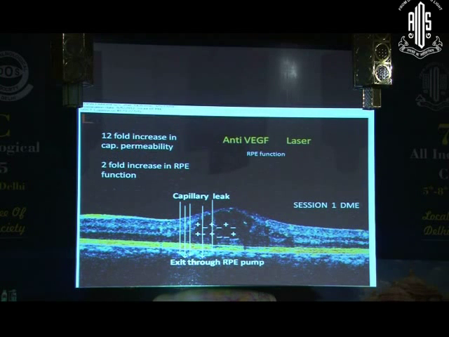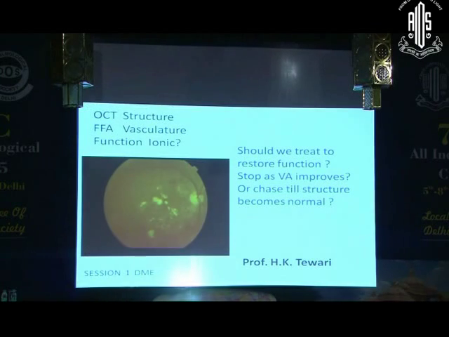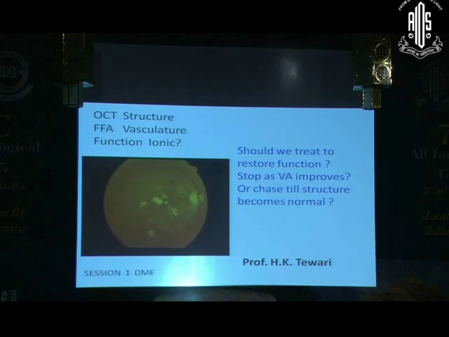we know that there is a 12-fold increase in capillary permeability in diabetic retinopathy, and there is only a 2-fold corresponding increase in RP function. The treatments that we offer today in the form of anti-VEGF and laser only influence the capillary permeability, and do not influence RP function. My question to Professor Tiwari is, should we aggressively treat to restore function and stop as visual acuity improves, or should we go on to chase till the structure becomes normal as seen on OCT or FFA?